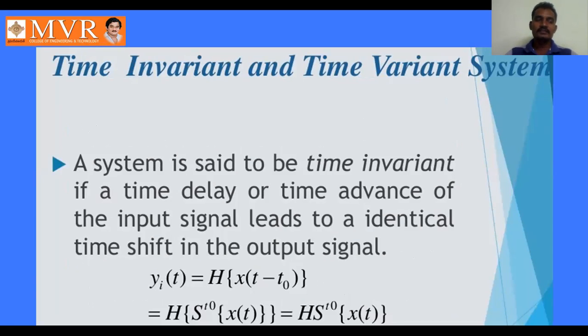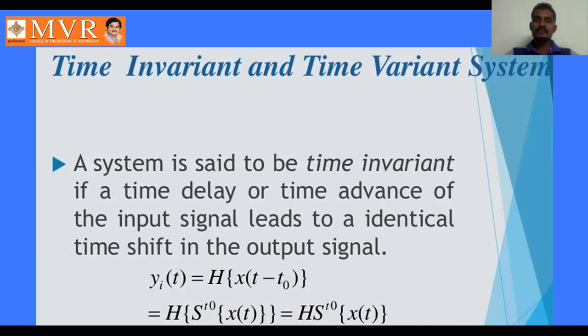A system that does not obey the principle of superposition and homogeneity is called a non-linear system. Next, time invariant and time variant systems. What is meant by a time invariant system?